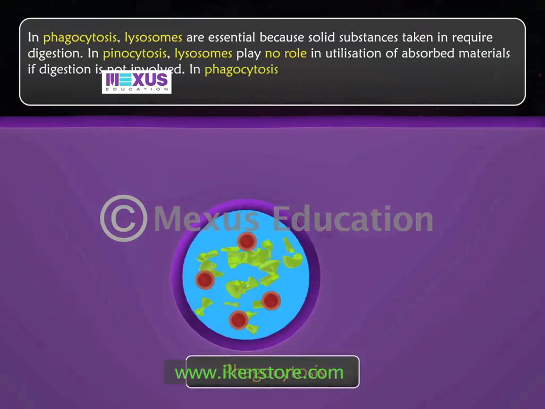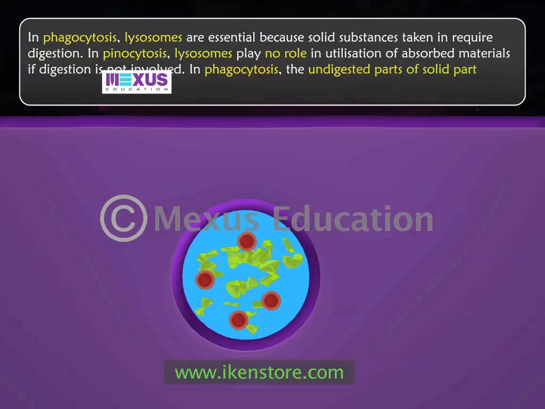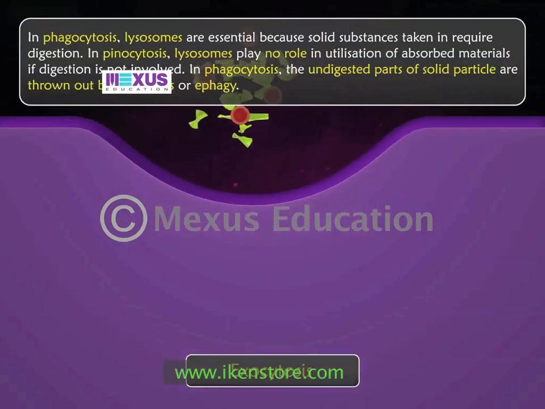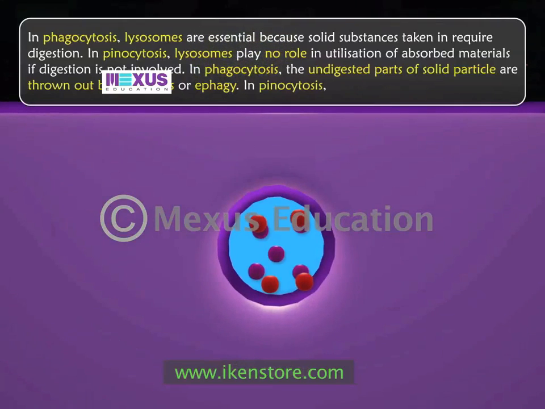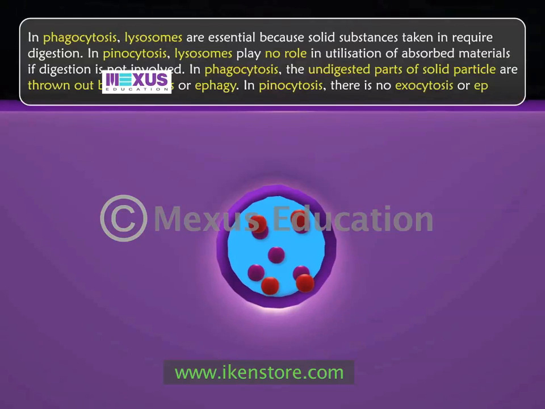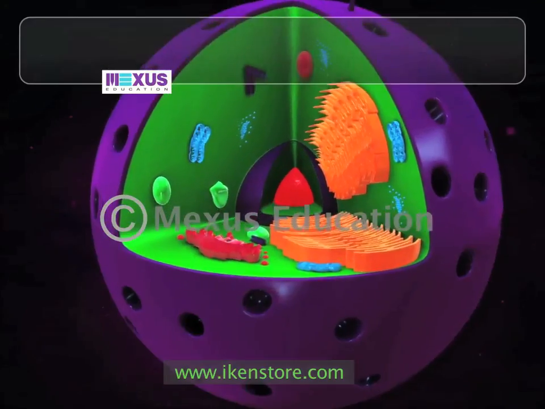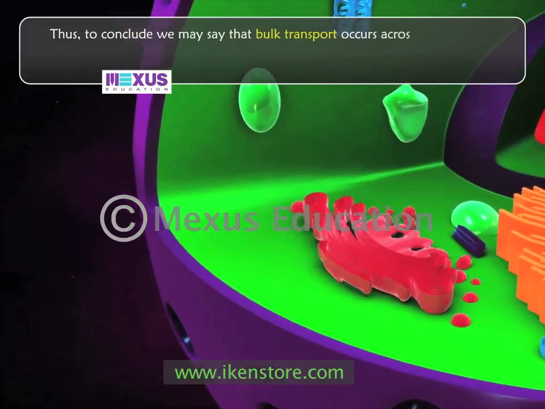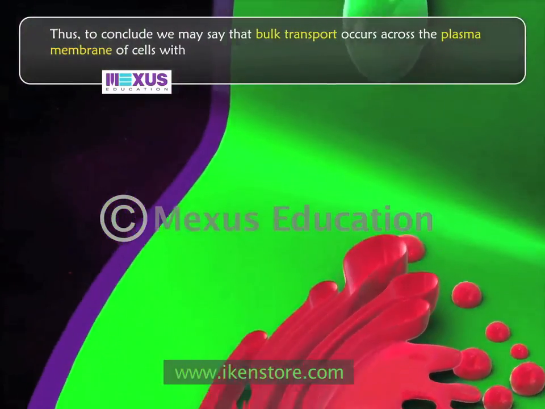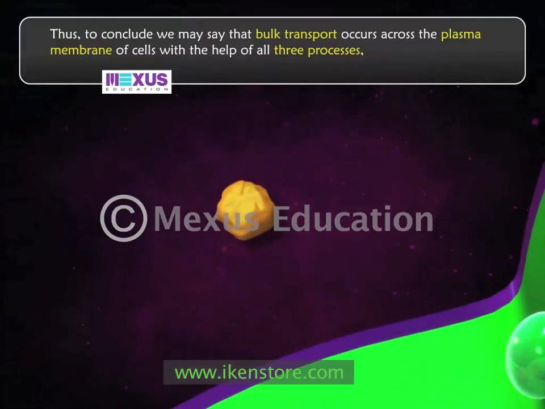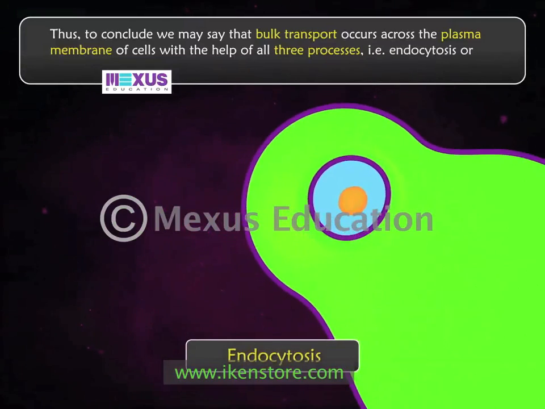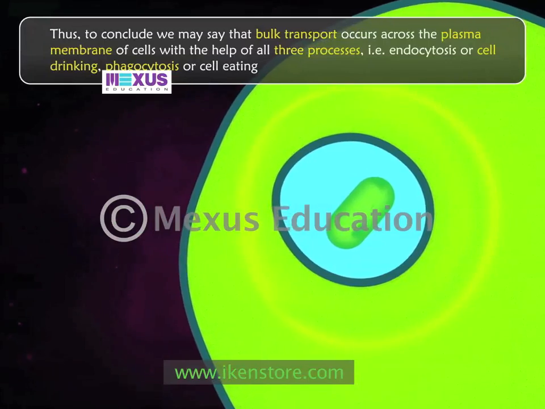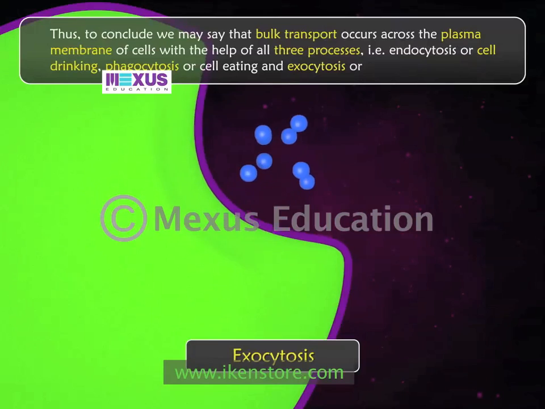In phagocytosis, the undigested parts of solid particles are thrown out by exocytosis or egestion. In pinocytosis, there is no exocytosis or egestion. Thus, to conclude, we may say that bulk transport occurs across the plasma membrane of cells with the help of all three processes, that is, endocytosis or cell drinking, phagocytosis or cell eating, and exocytosis or cell vomiting.